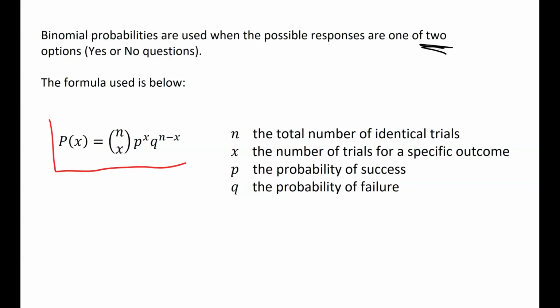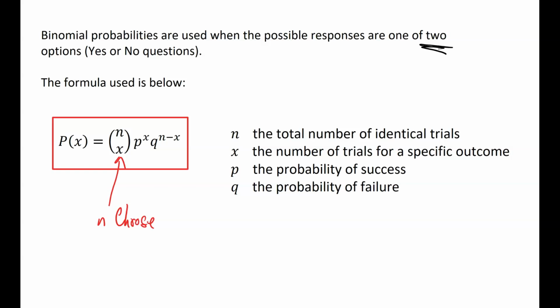The probability of x is equal to, now this thing here is n choose x, okay? And it's a specific function. We talked about the formula in class, or you can use the n choose x button on your calculator. And it's multiplied by p to the power of x times q to the power of n minus x.